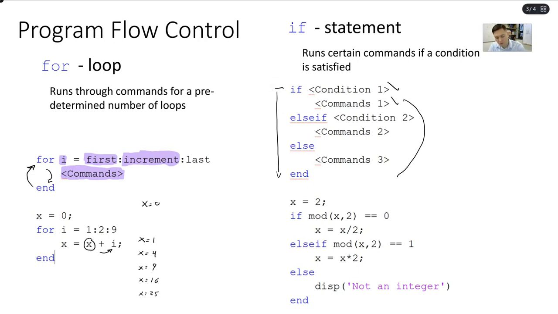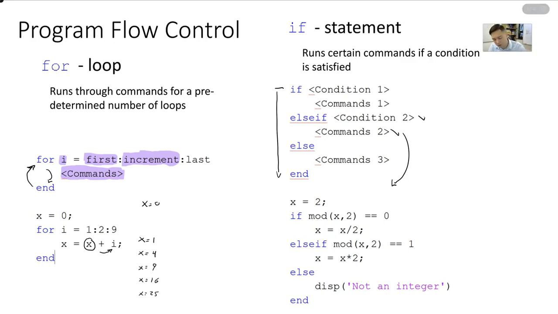And then we jump to the end. If condition 1 is not met, then we check our next condition. Is condition 2 met? Yes. Okay, then we run commands 2, and then again we jump to the end. We don't run the additional commands if one of the conditions is satisfied.